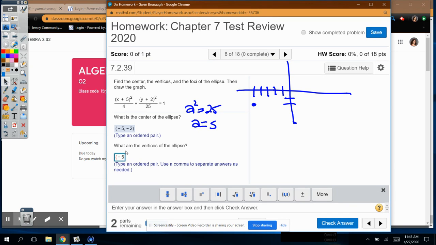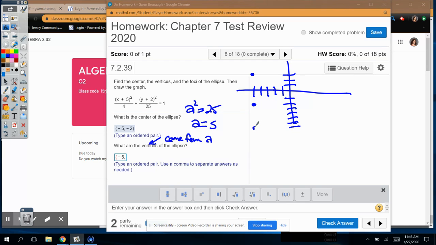But for the vertices, which come from A, you will go up and down 5. So you can add 5 and subtract 5 from the negative 2 to get those 2 points. So 2 plus 5 is 7.